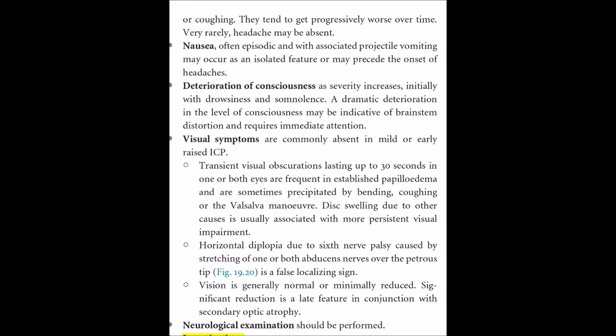Number 2 is nausea, which is often episodic and with associated projectile vomiting, very characteristic. It may occur as an isolated feature and it may also precede the onset of headaches. Deterioration of consciousness as severity increases, initially with drowsiness and somnolence. A dramatic deterioration in the level of consciousness may be indicative of brainstem distortion and requires immediate attention.